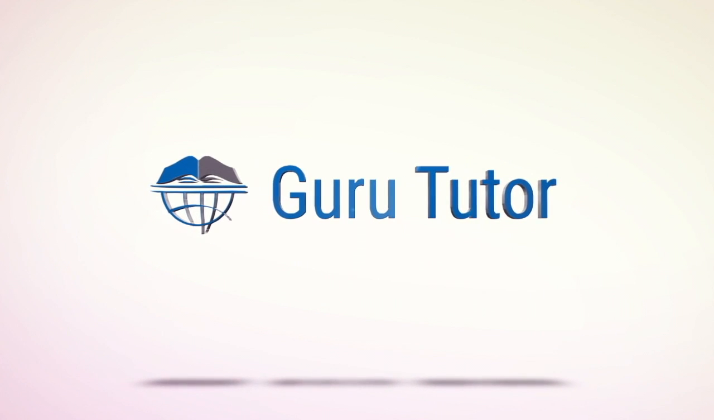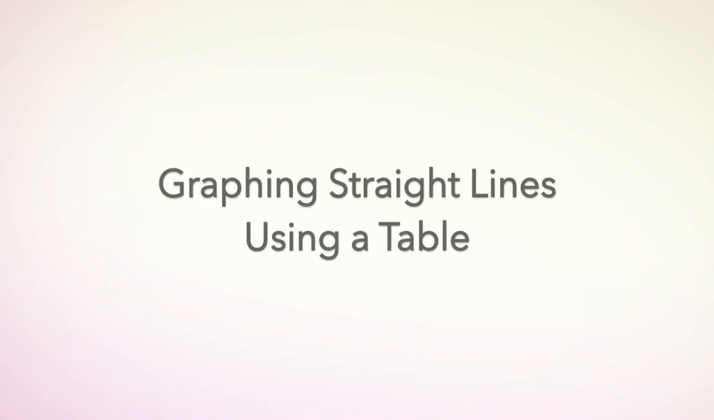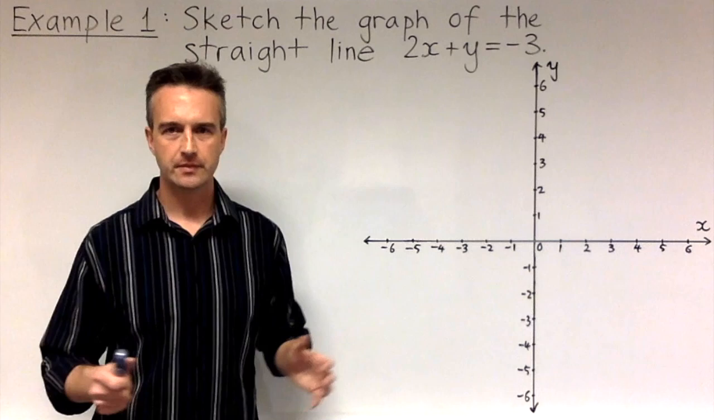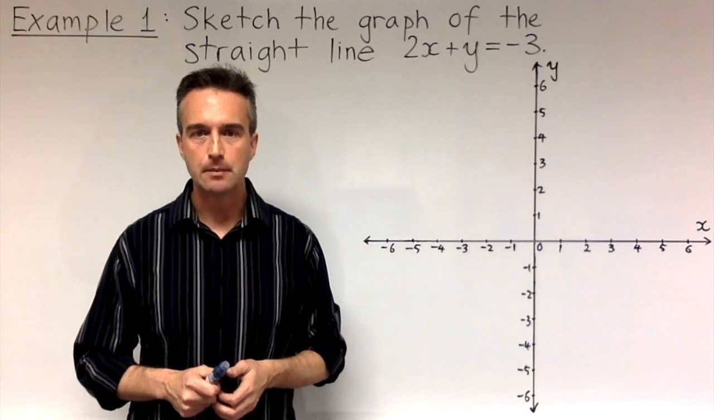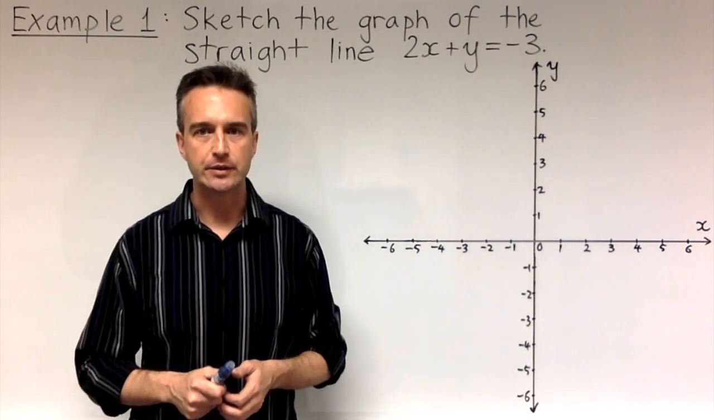Hi everyone, let's take a look at how to draw the graph of the equation of a straight line by using the most introductory method, using a table of values. Let's try a question. Let's graph the straight line of 2x plus y equals -3.